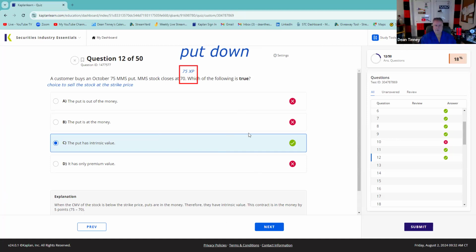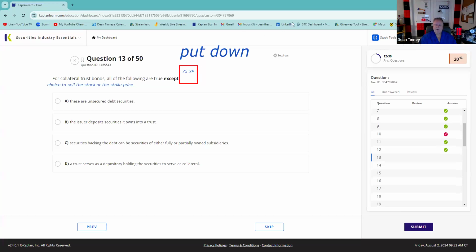We got a couple option questions here. As I mentioned, most of them are recognition. For collateral trust bonds, all the following are true except.